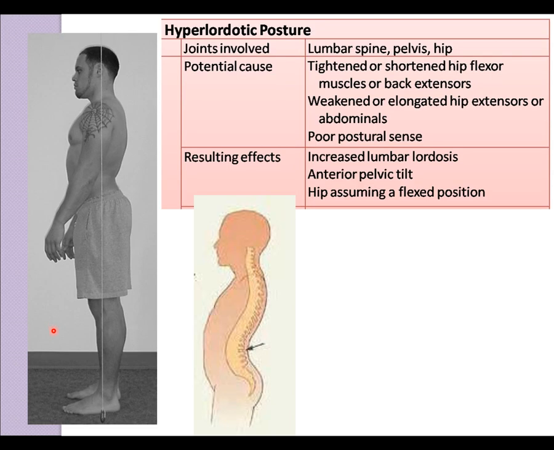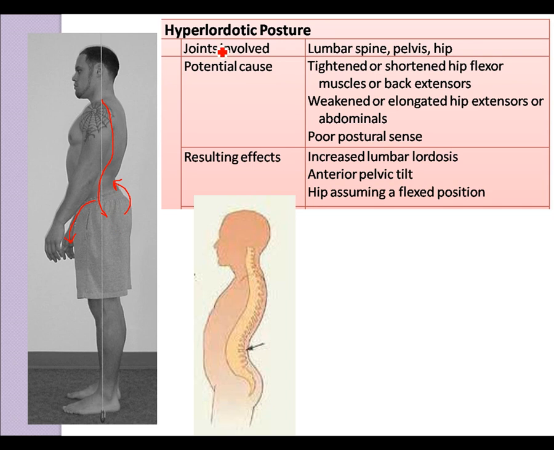So the first one is, like I was talking about previously, the hyperlordotic posture. So here's your plumb line, and you can see that this person has that increased lumbar curvature. There is an increase in curve right here. So what we have is his pelvis is actually rotated down like this and has rotated up like this. So his pelvis has turned, and that means his spine kind of looks like this. So we see a big kind of dip right here.